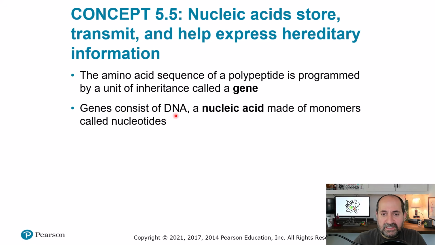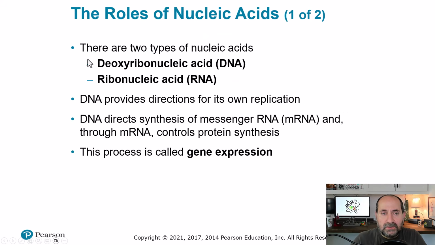Genes consist of DNA, a nucleic acid. In fact, DNA stands for deoxyribonucleic acid. These nucleic acids are made up of monomers or building blocks called nucleotides. Both DNA and RNA are nucleic acids made up of nucleotides. So let's talk about nucleotides. Again, there are two types of nucleic acids: deoxyribonucleic acid, DNA, and ribonucleic acid, RNA. Remember we touched very briefly on gene expression in chapter 1?